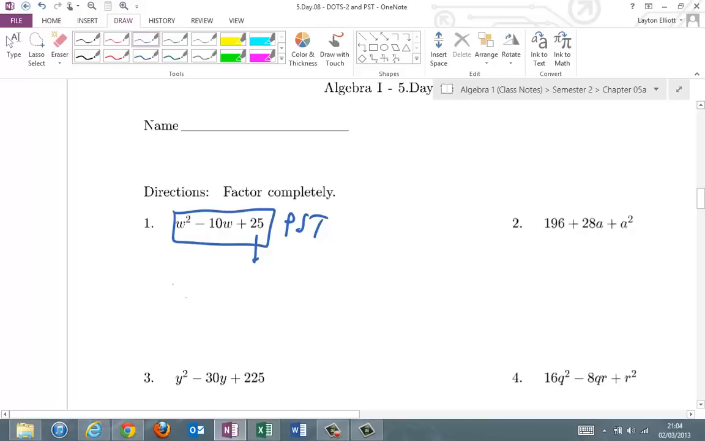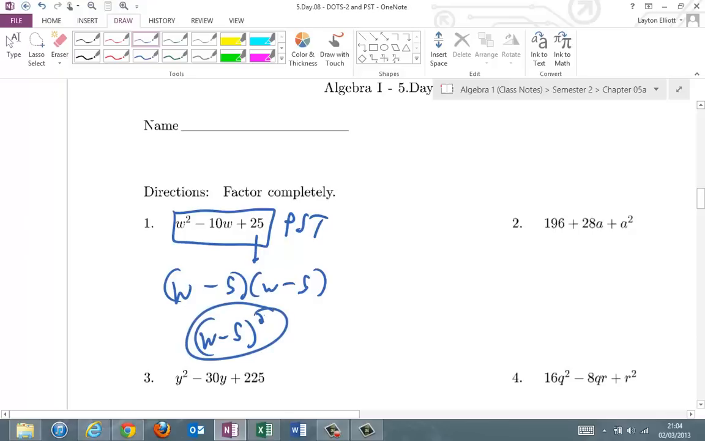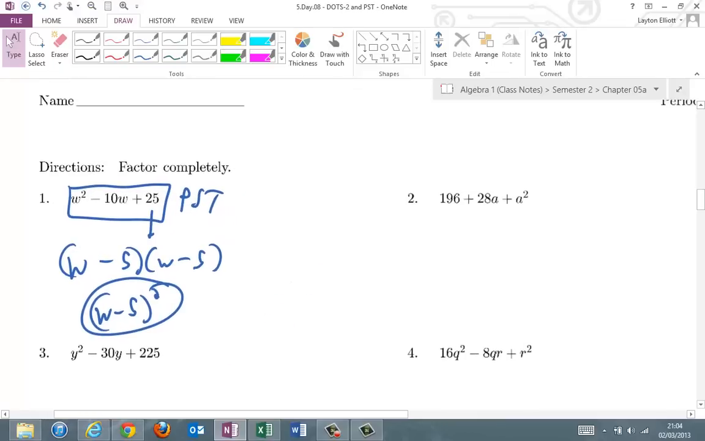That means that this is going to factor, think about it, into w and w. 25 is 5 and 5, minus, minus. It factors into two binomials that are actually the same thing. Which means if we recognize it, we can factor it relatively quickly. And the proper way to express this is actually w minus 5 squared, rather than w minus 5 times w minus 5. And you're going to want to do that. I'm going to make you do that. Write it as something squared, even if it's something times itself.